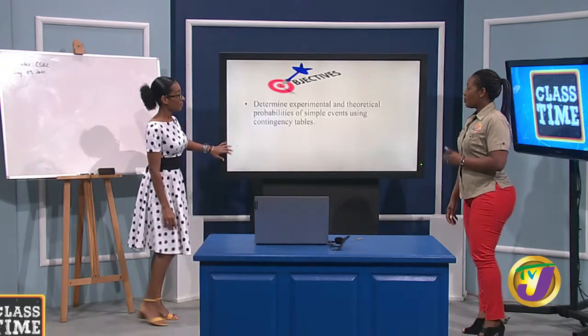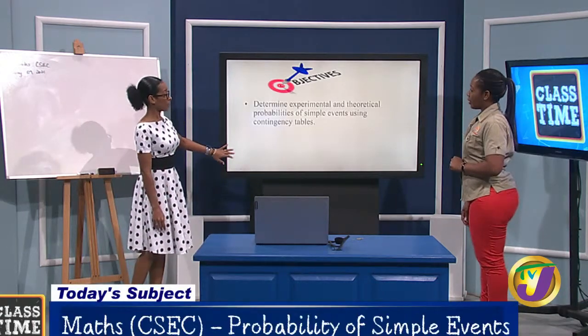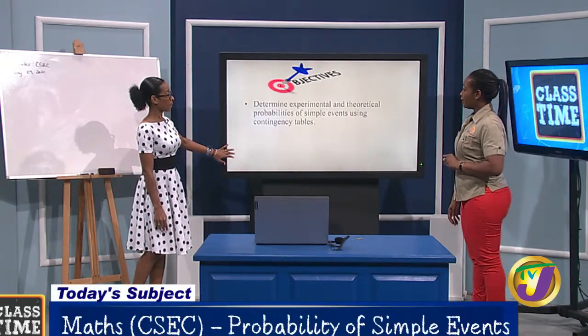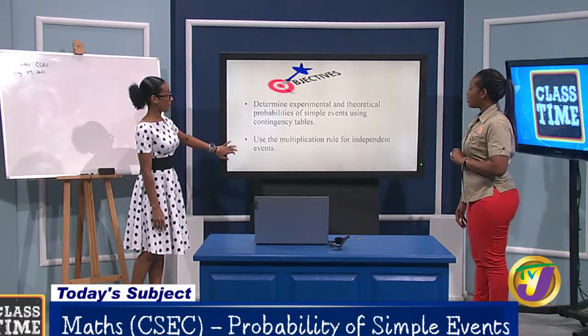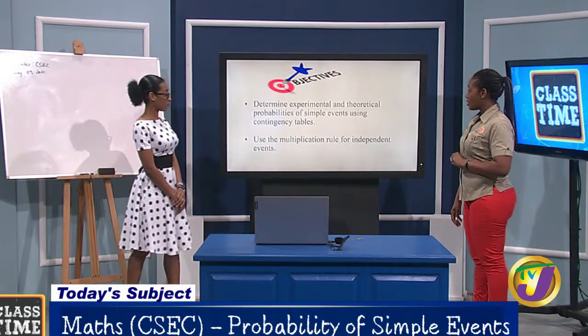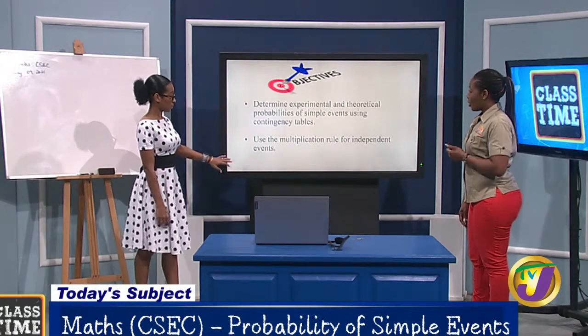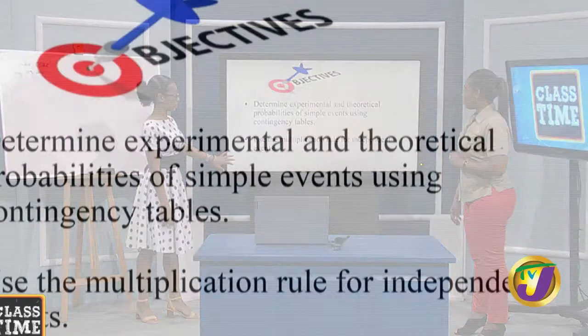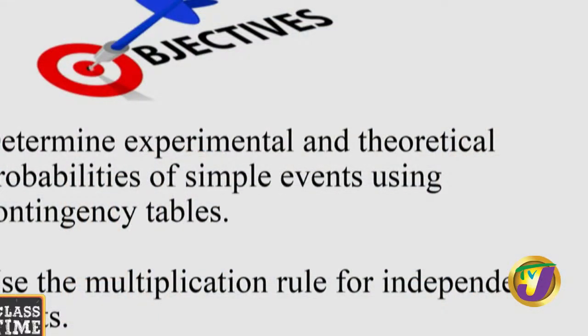I'm Camille Johnson-Borrell. And I am Tamika Lodge-Fenton. Let us begin. So the objectives for today's lesson are to determine experimental and theoretical probabilities of simple events using contingency tables and use the multiplication rule for independent events.